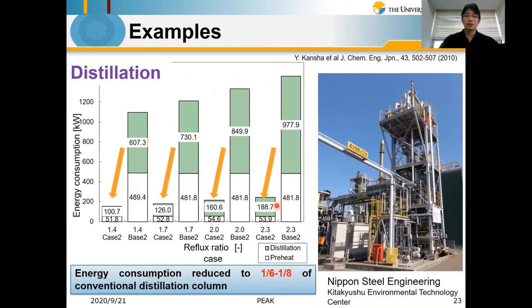Next, we also collaborated with a company, and we installed our technology in this process. This is also a separation process of a mixture. And this is a simulation result. You can see, as compared with the conventional counterpart, our process consumes very little energy. This means that energy consumption can be reduced.